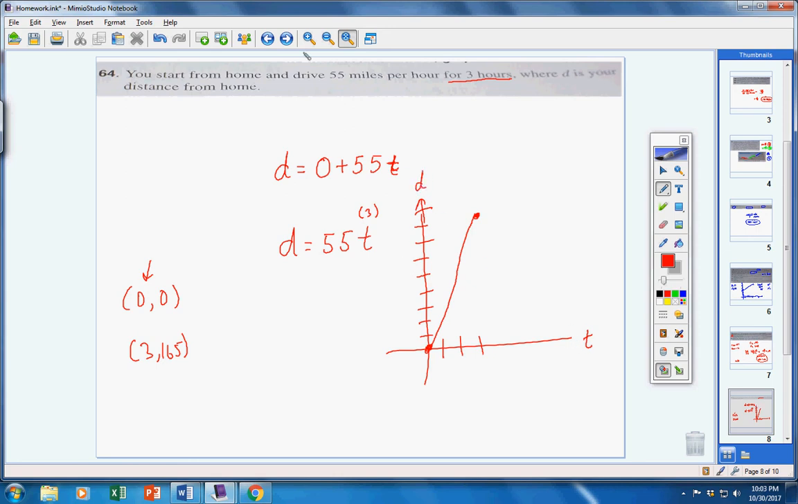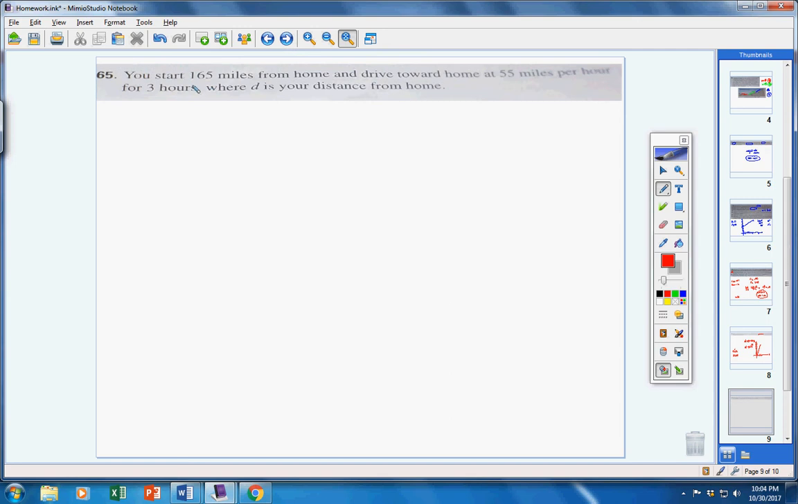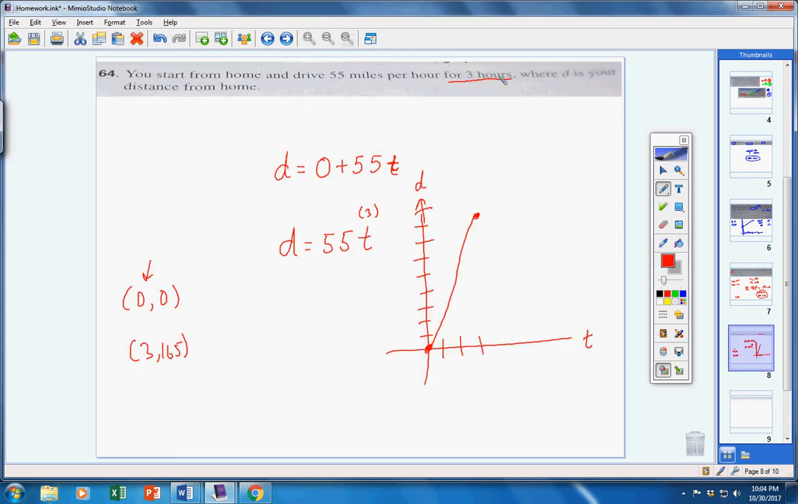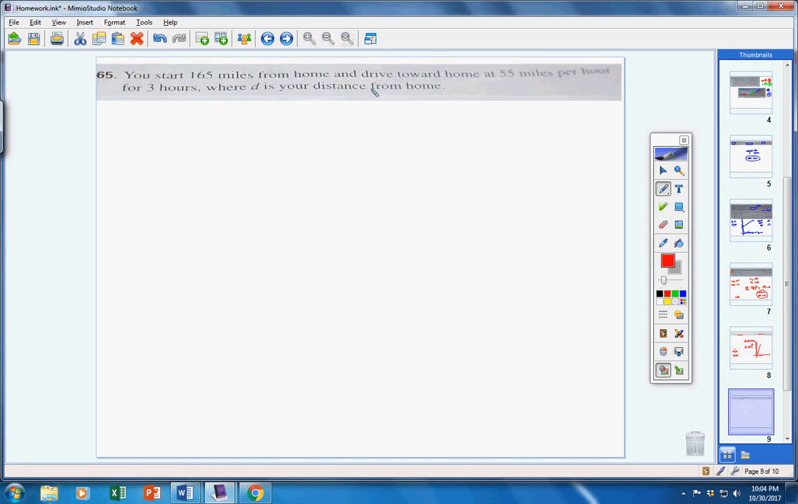Alright, now let's try it again. Only now it's a little different. You start 165 miles away from home and you drive towards your home at 55 miles an hour. Got it? Where d is your distance. Now before, in the last problem, d was your distance from home. Here it says d is your distance from your home again, but this time you're not starting at home. You're starting away from home, okay? So at the very beginning of the problem, you're how far away from home? 165 miles. Got it? See it right here.